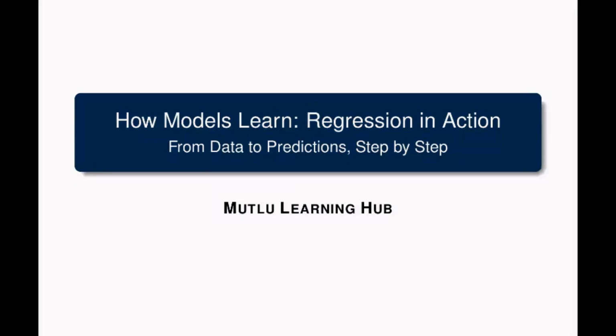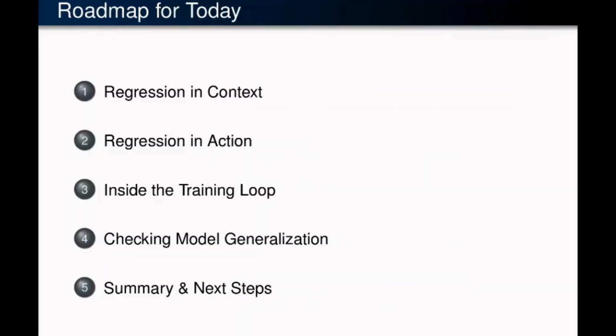Today we are diving into regression, one of the core techniques in statistical learning. We'll see how it works, how models learn, and how to check if they generalize. Here is our roadmap. We'll start by understanding where regression fits in statistical learning, explore what it actually does, go inside the training loop, and see how we check the model's learning, and finish with the key takeaways.